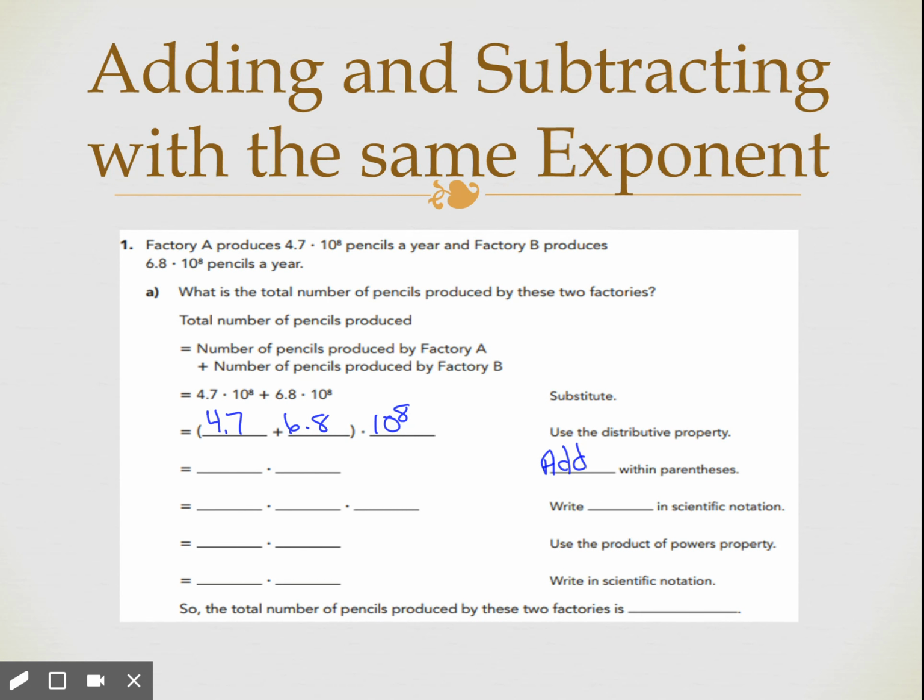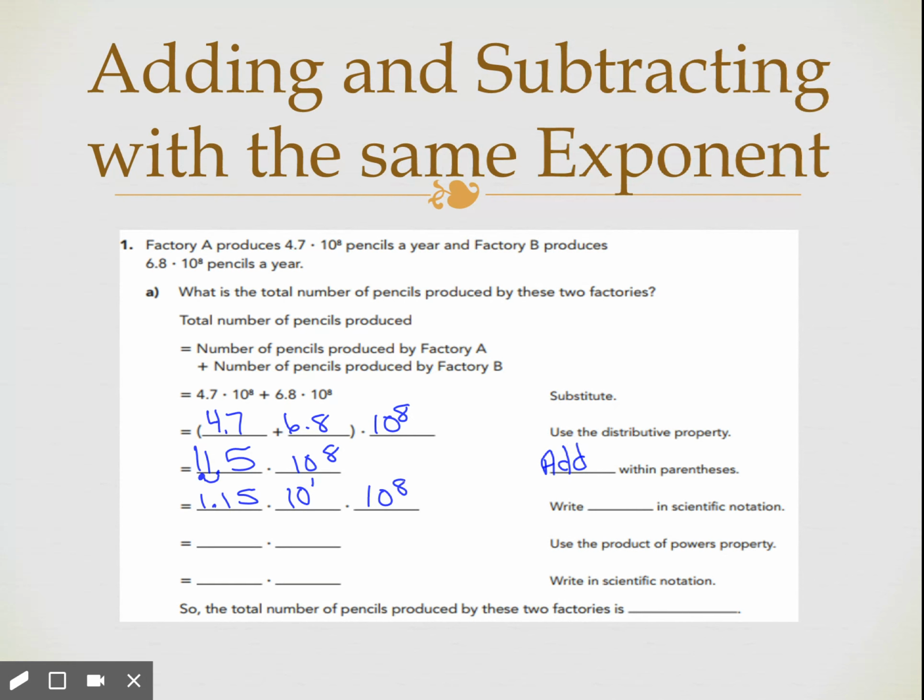4.7 plus 6.8 is 11.5 times 10 to the 8th. So we now need to write that back into scientific notation. I have to move my decimal point one place to the left, so I'm going to write my 10 to the first power. I'll rewrite this number as 1.15 and keep my original 10 to the 8th.